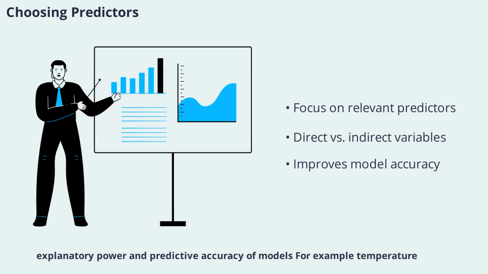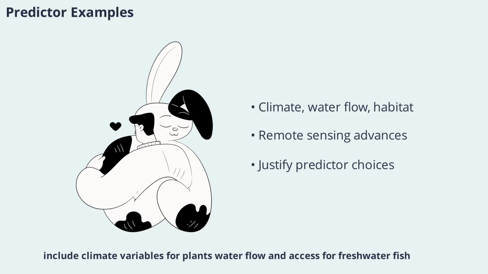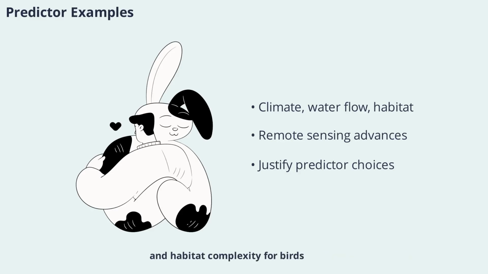For example, temperature, rainfall, and habitat complexity often directly influence species distributions, while indirect variables like elevation may only serve as proxies. Examples of functionally relevant predictors include climate variables for plants, water flow and access for freshwater fish, and habitat complexity for birds. Advances in remote sensing and climate modeling have made it easier to obtain these data.